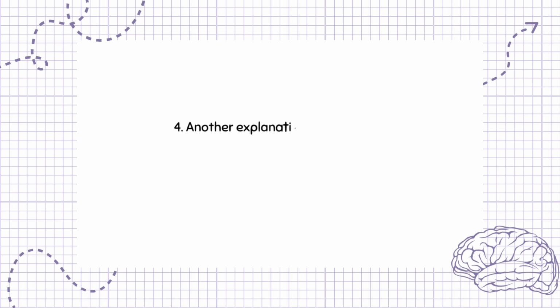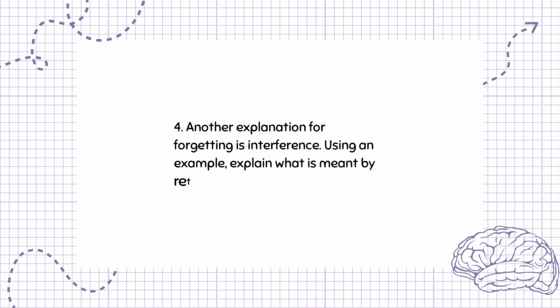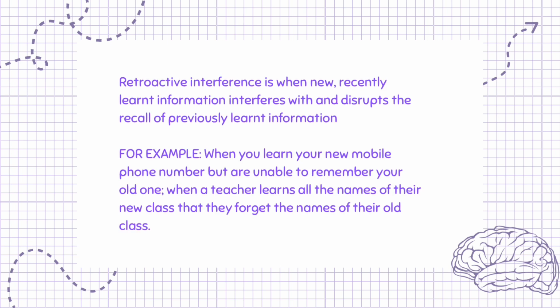Question 4. Another explanation for forgetting is interference. Using an example, explain what is meant by retroactive interference, 3 marks. Retroactive interference is when new, recently learnt information interferes with and disrupts the recall of previously learnt information. For example, when you learn your new mobile phone number but are unable to remember your old one, or when a teacher learns all the names of their new class and forgets the names of their old class.